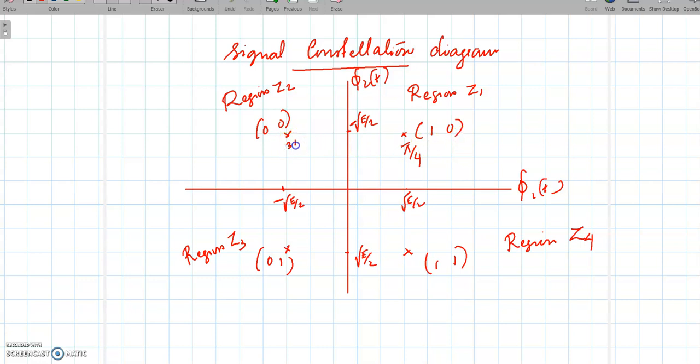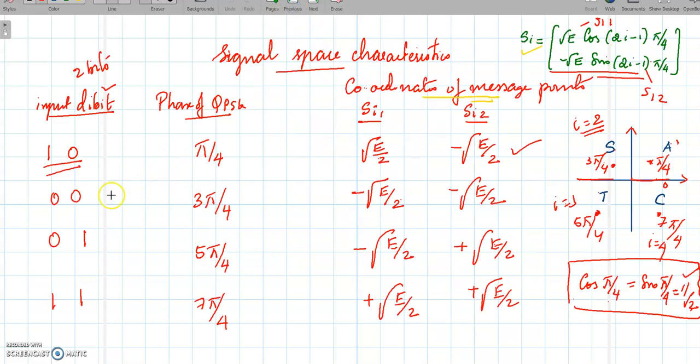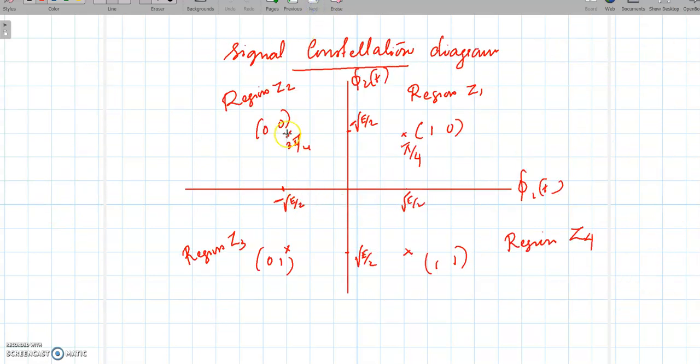Then this is 3π/4. You just refer to the table corresponding to 3π/4. The message point is 0, 0 and both are negative. So you have message point 0, 0, and here it is minus √E by 2, and here it is again minus √E by 2. Both coordinates are negative.